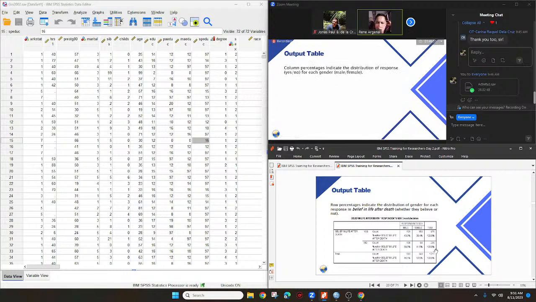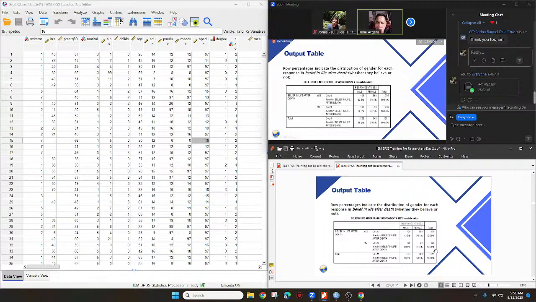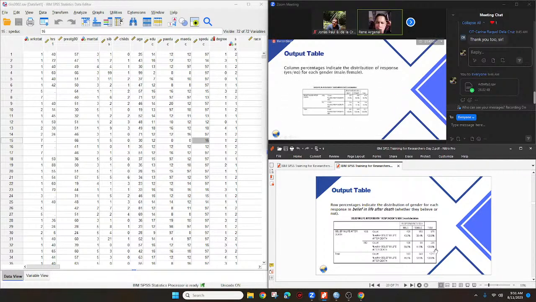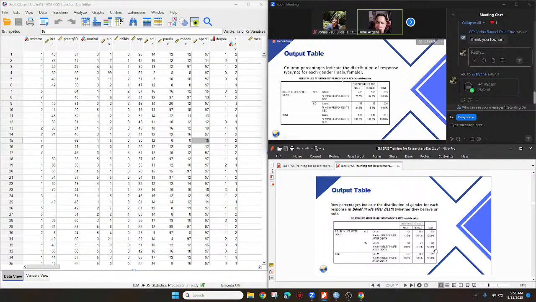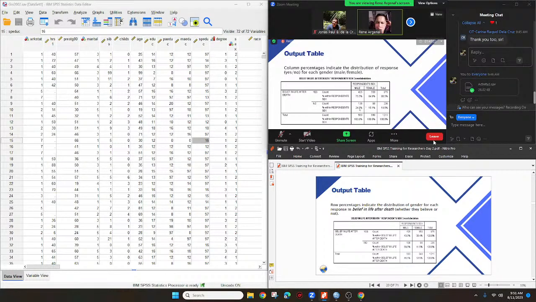So the column percentages indicate the distribution of response, yes or no, for each gender. The column percentages indicate the distribution of response in the columns, for male and female: how many from the males said yes, as well as for the females, and how many said no.